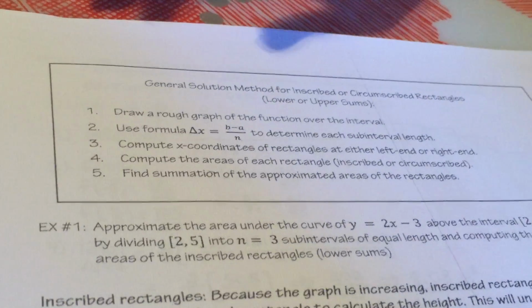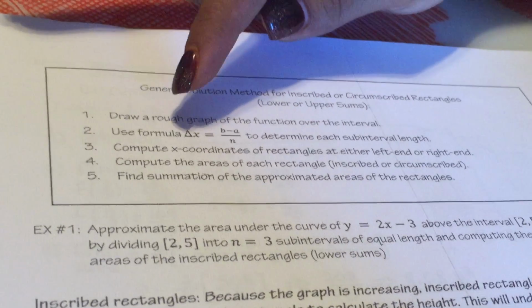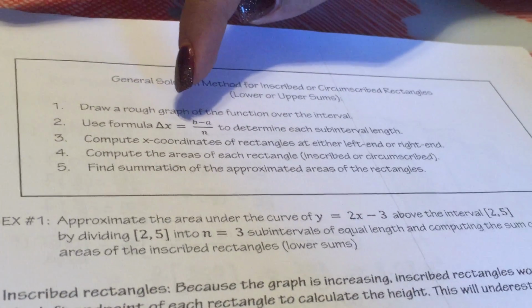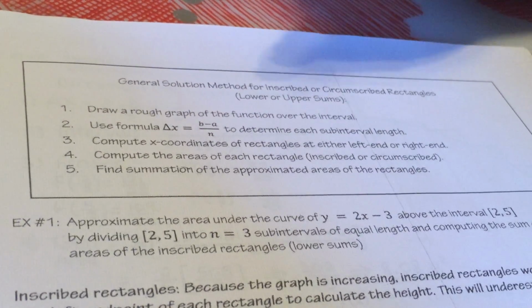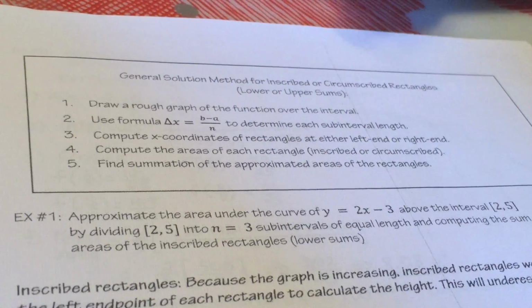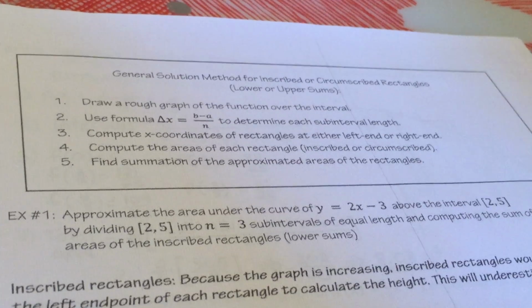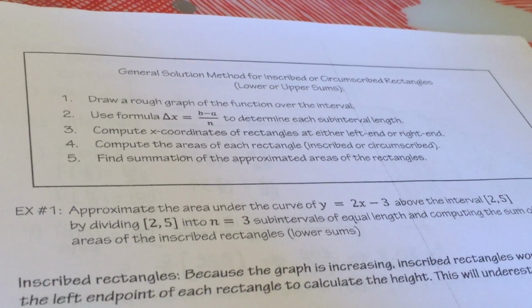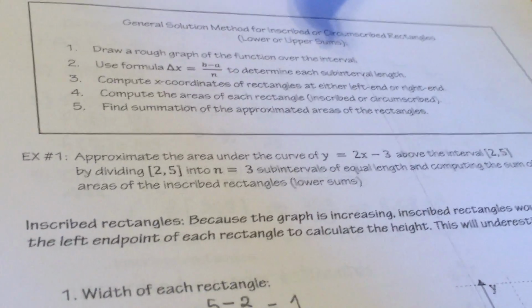So in other words, let's look at the general solution method for inscribed or circumscribed rectangles, finding lower or upper sums. You draw a rough graph of the function over the interval. You use the formula delta x equals your upper limit minus your lower limit over n to determine your subinterval lengths. You find the heights of the rectangles at either the left end or the right end, and then you find the areas of the rectangles and add them up, which is what we had done on the foldable. But let's do some more examples, just so that we can really get a good foundation as to what we're doing.